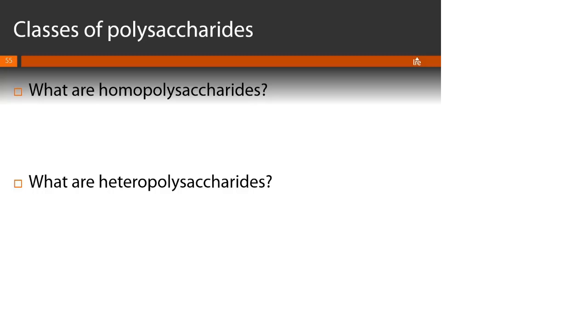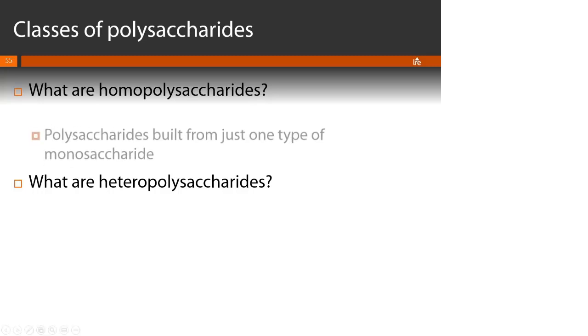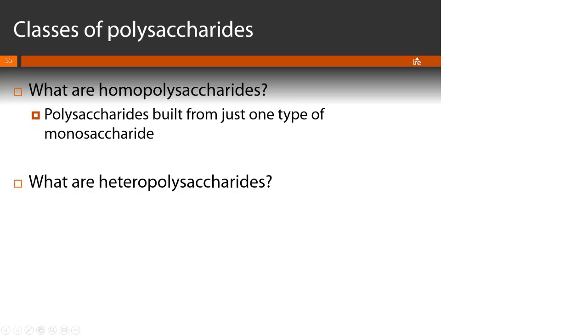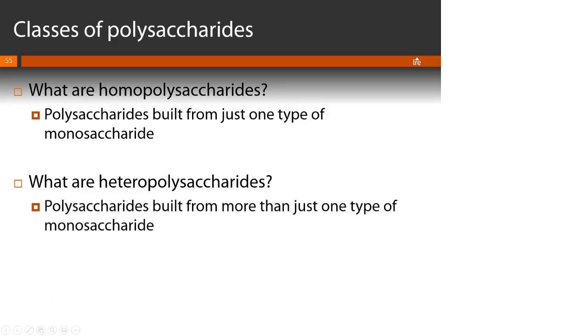So we can classify every polysaccharide as either a homopolysaccharide or a heteropolysaccharide. Homopolysaccharides are polysaccharides that contain only a single type of monosaccharide residue. Conversely, heteropolysaccharides are those that are built from more than one type of monosaccharide, and usually they're built from two monosaccharides that repeat over and over again.